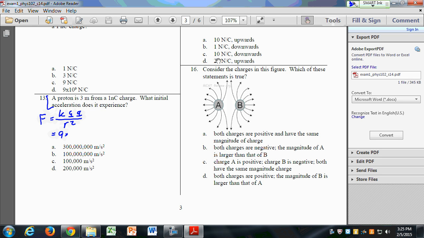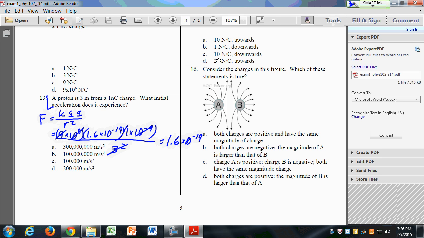That's going to be 9 times 10 to the 9th. Q of a proton is 1.6 times 10 to the minus 19, and our 1 nanocoulomb charge is 1 times 10 to the minus 9, divided by 3 meters squared. So this cancels with this, cancels with this, and I'm left with a force of 1.6 times 10 to the minus 19.